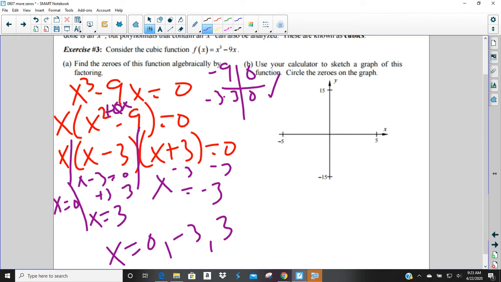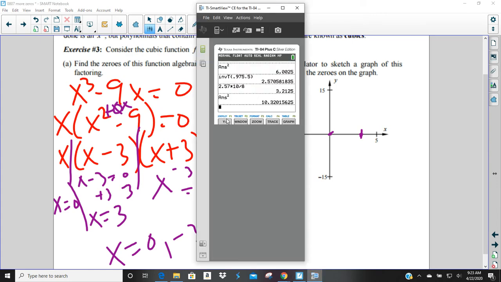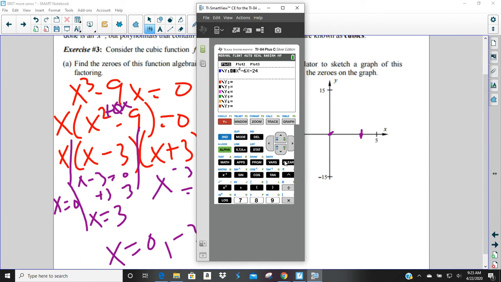Okay? Use your calculator to sketch the graph of this function. Circle the zeros on your graph. Before I begin, I can already plot the 3 zeros. I know that one of them is going to be negative 3, one of them is going to be 0, and one of them is going to be 3. But I don't know what the graph is going to look like. So let's take a look. Let's go to our calculators, go to y equals, clear out. Sorry, I've been doing stuff with my stats class. Let me just clear this out.